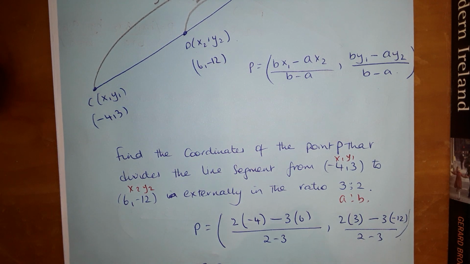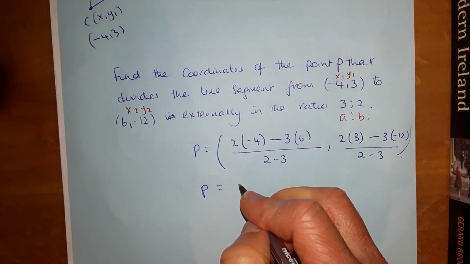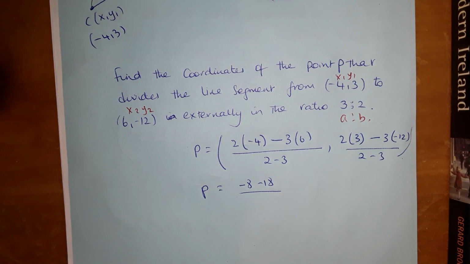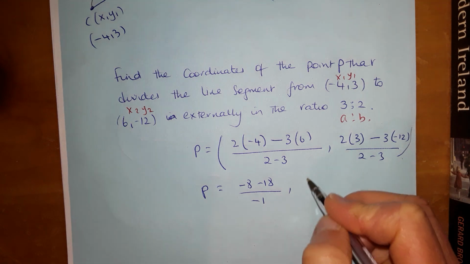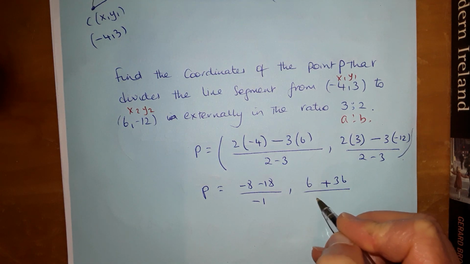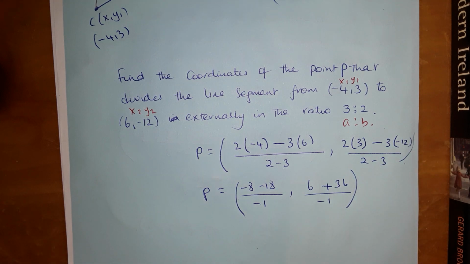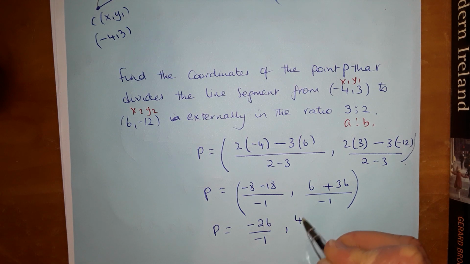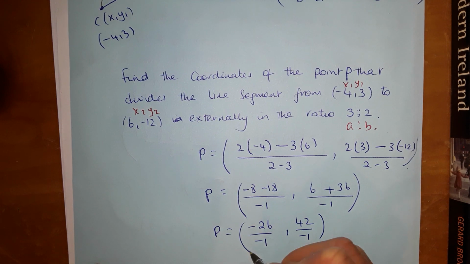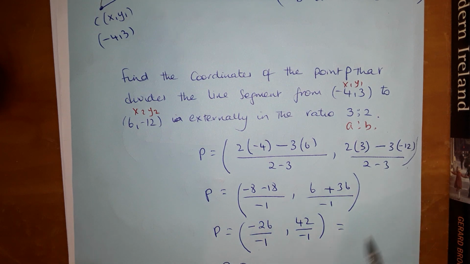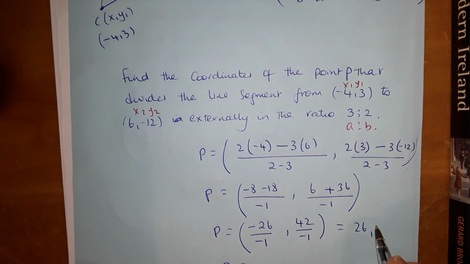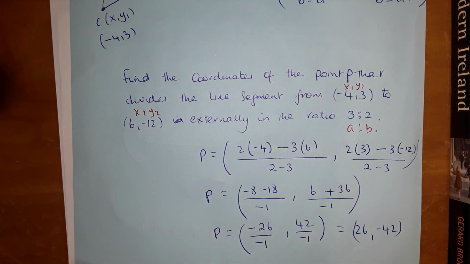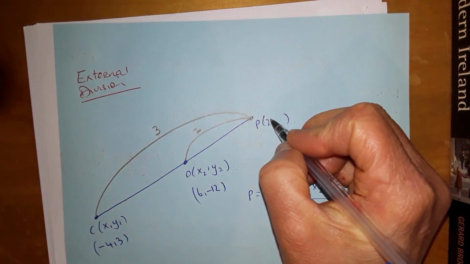So I have P is equal to, I'll move it up a bit, minus 8 minus 18, 2 minus 3 is minus 1. 6 plus 36, all over 2 minus 3 is minus 1. So the point is minus 26 over minus 1 and 42 over minus 1. So the two minuses will make plus 26. And 42 divided by minus 1 is minus 42. So the external point of division P is (26, -42). So here, (26, -42).